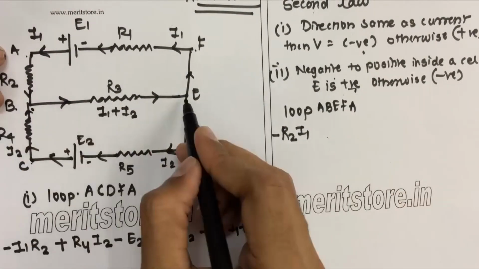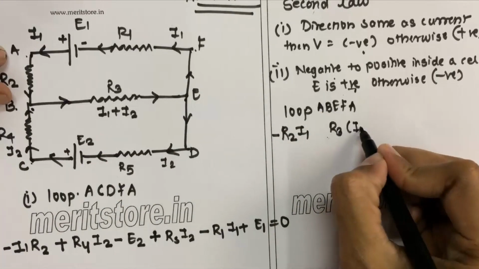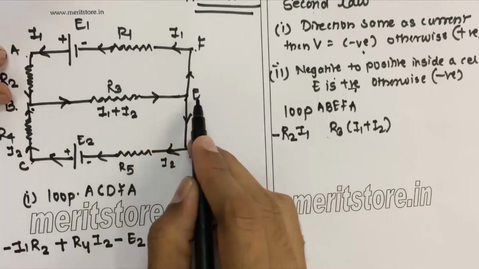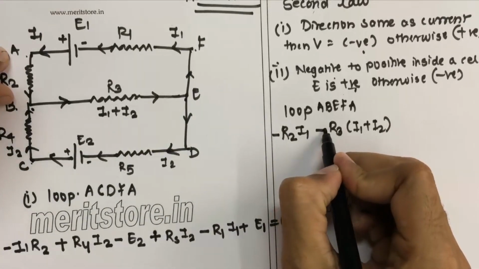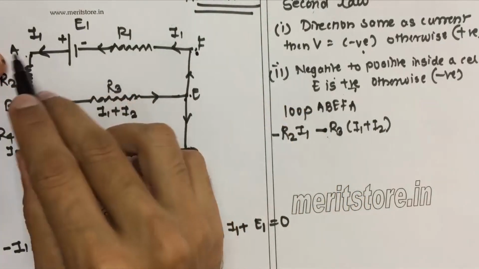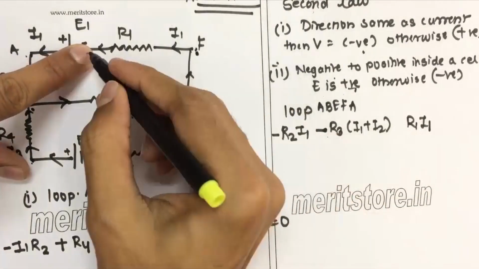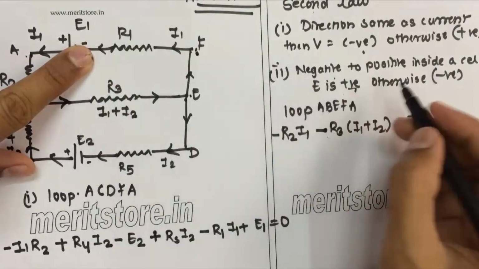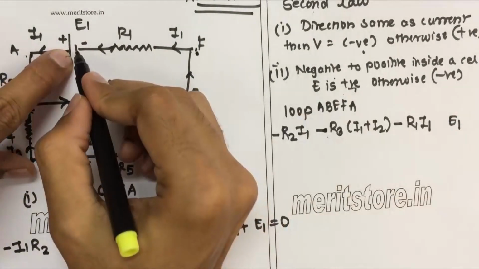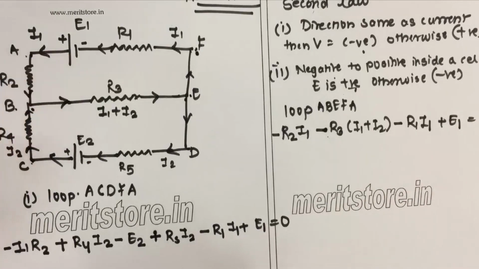Okay, next we move from B to E. We get R3, and we have two currents, I1 plus I2, right? But here we are moving in the same direction as the current, so this will also become minus. Again we move from E to F, nothing, and then from F we get a resistance R1 with the current I1. It is in the same direction as the current, so it will become minus, and there is an EMF, that is E1. We move from negative to positive, so this will become positive, which equals 0.